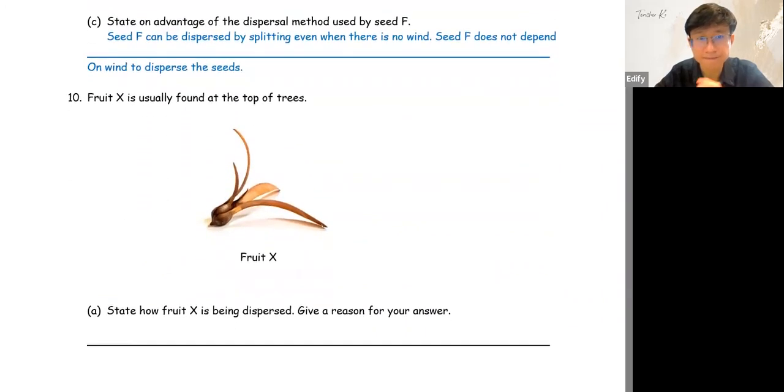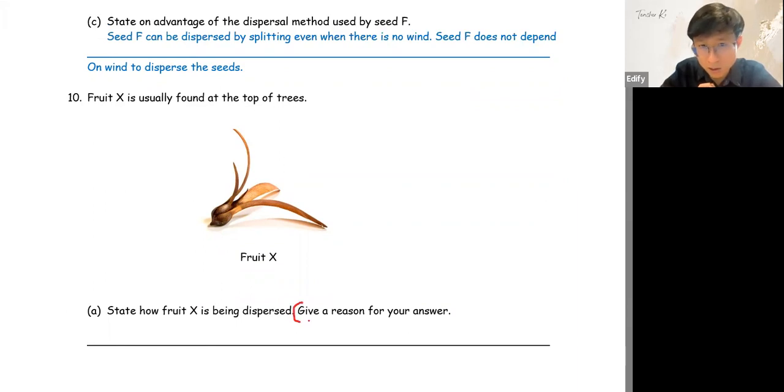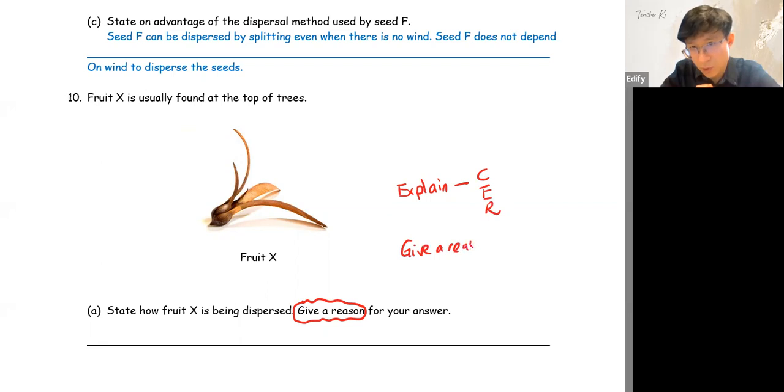Question 10. State how fruit X is being dispersed. Give a reason for your answer. Now, give a reason is a little bit different from explain. When we talk about explain, generally we need to give your C, E, and R. For give a reason, generally, just give a C and an E. You don't really need to give the R.